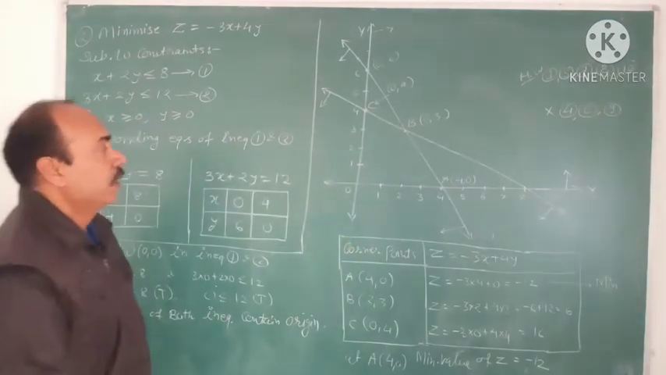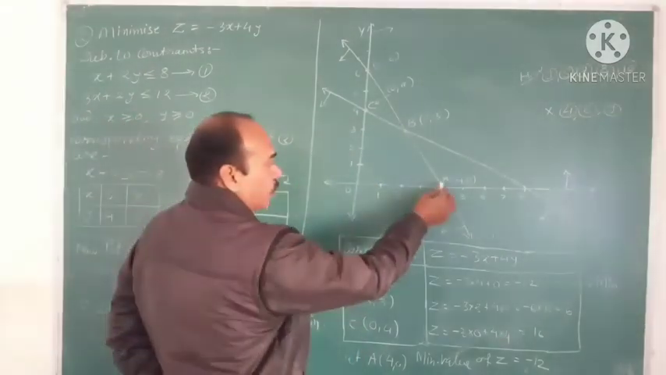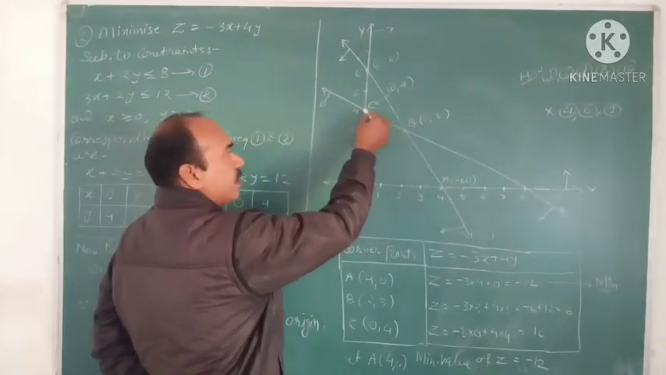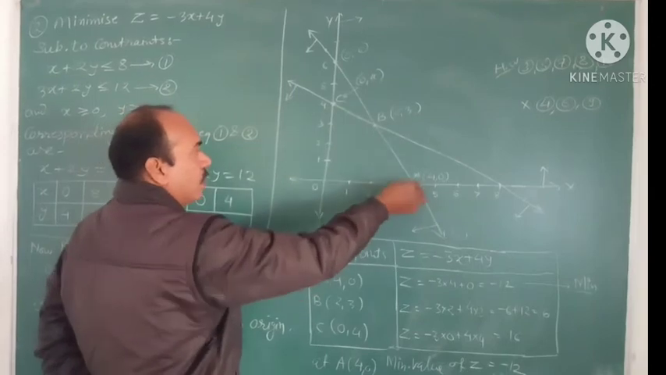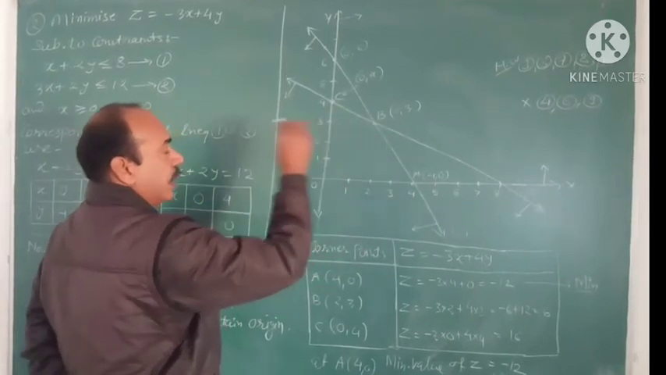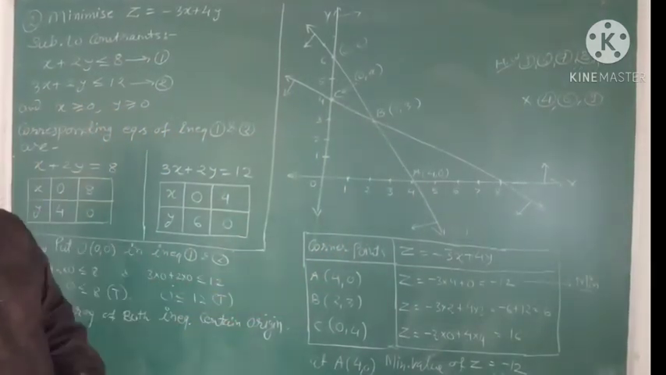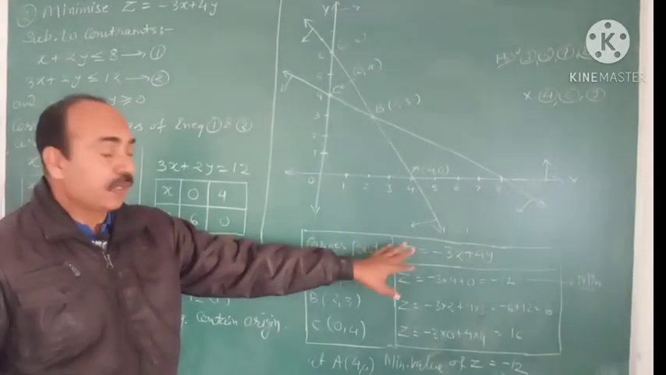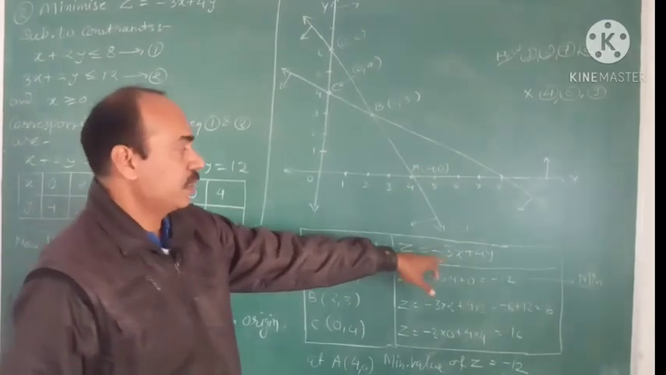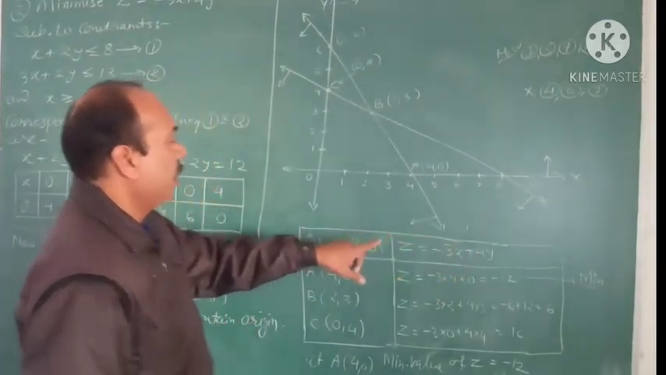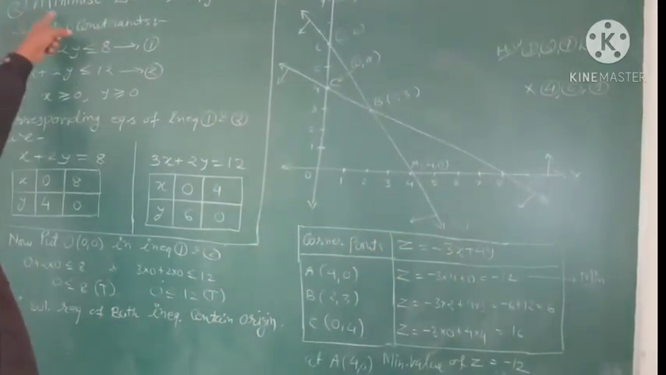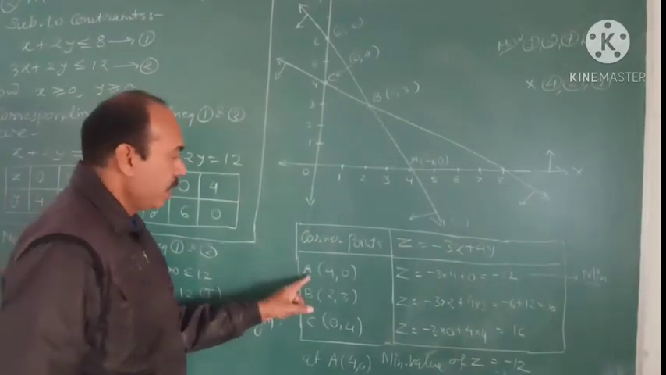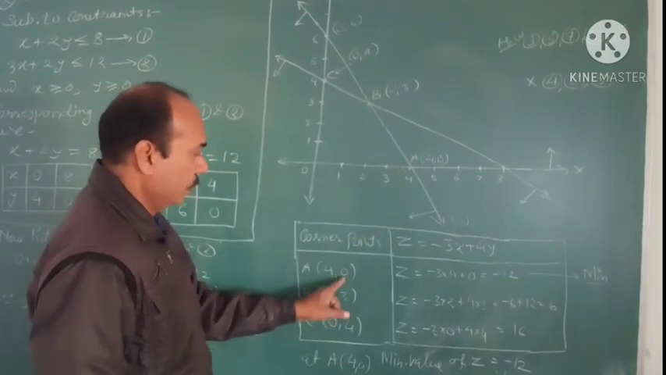Now point A is 4 comma 0, B is 2 comma 3, and C is 0 comma 4. These are the corner points of this bounded area. So draw a table. In the first column write the corner points, and in the second our objective function, Z equals minus 3x plus 4y. In this question we have to minimize Z, we have to find the minimum value of Z. So at first point A, 4 comma 0.